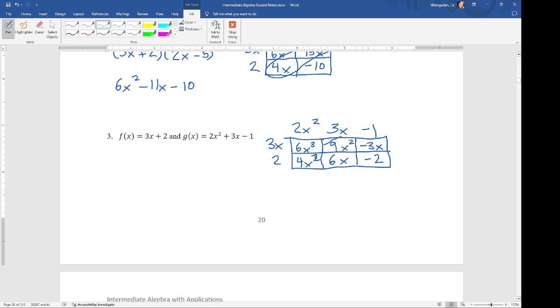And I can see I have my like terms, so I'm going to combine them as I write out my solution. So we have 6x to the 3rd, and we have a 4x squared and a 9x squared. Adding them together, we get 13x squared. 6x minus 3x gives us a positive 3x and a minus 2 at the end.